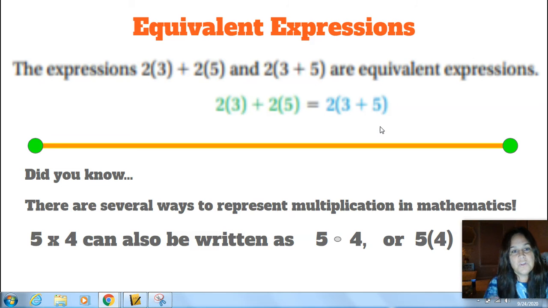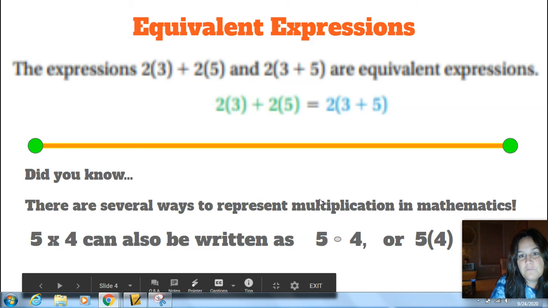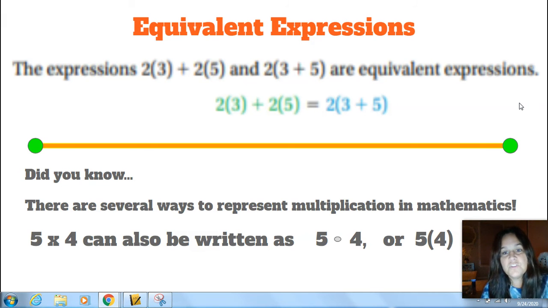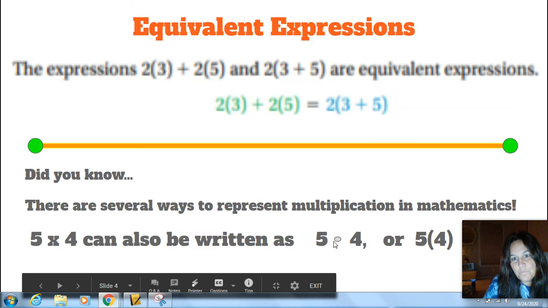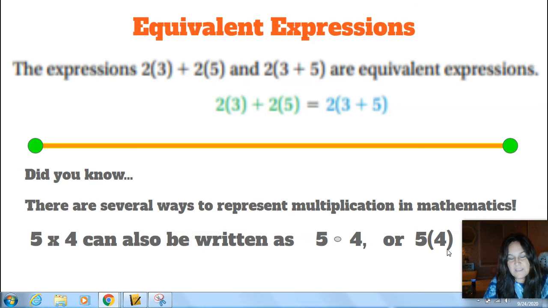Did you know that there are several ways to represent multiplication in mathematics? 5 times 4 can also be written as 5 with a little dot and then 4. This is also 5 times 4, or 5 in parentheses 4. So all three of these, 5 times 4 with a multiplication sign, 5 times 4 using this little dot as a multiplication sign, or 5 being placed right next to the number 4 inside of parentheses, are all representing 5 times 4.